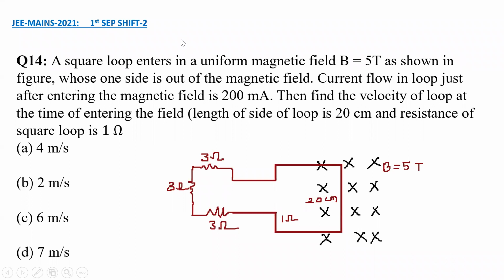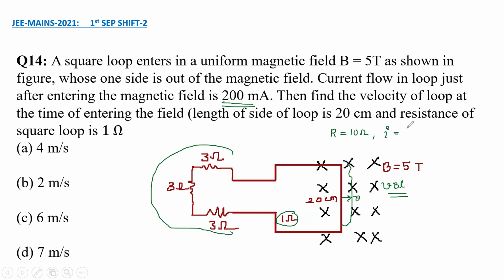Then we have this question, and here the loop is given to be moving with velocity v, and that velocity has to be found. And we know that across this, the motional EMF of VBL will be generated. Since the given resistor network has 9 ohms and the loop itself has 1 ohm, the total resistance is 10 ohms. So the current is given to be 200 milliamps.